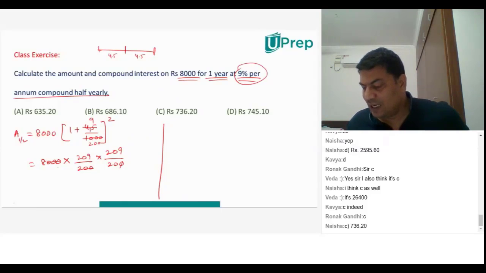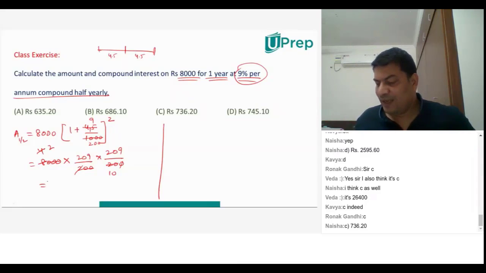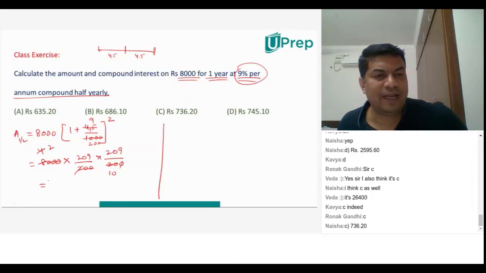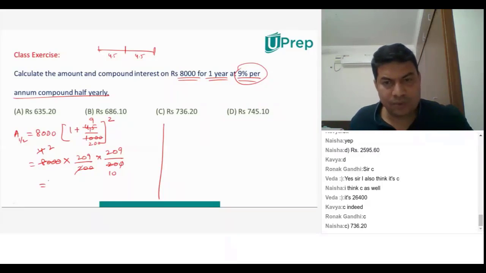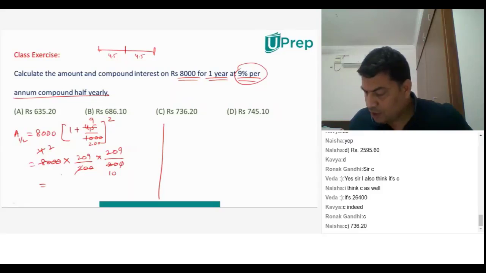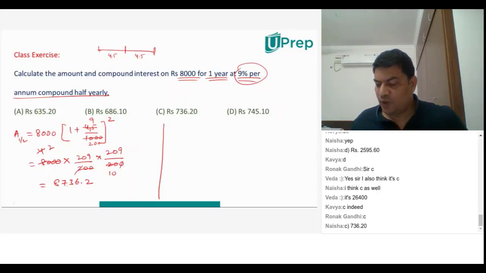So 8 1s are, or you can do it 2 1s are, 2 4s are. You have 2 10s are and 2 2s are. So multiply that. What is this value? Ronak, can anyone quickly tell me? 209... 8736.2. Very good. 8736.2.